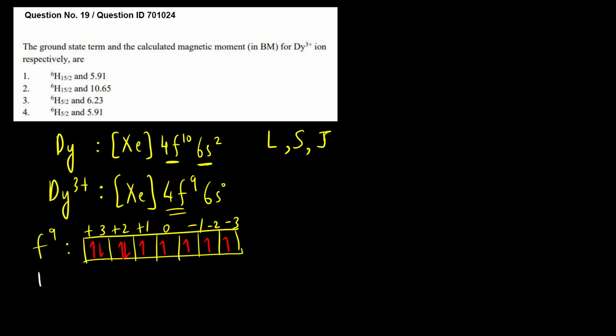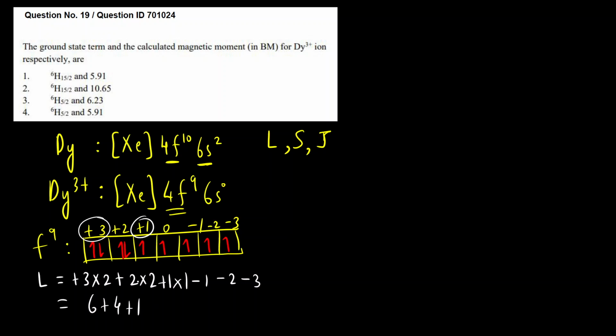Okay, how to find out the total L value? Plus 3 into 2 electrons, plus 2 into 2 electrons, plus 1 into 1 electron, then 0 into 1 is 0, minus 1 into 1 is minus 1, minus 2 into 1 is minus 2, minus 3 into 1 is minus 3. So this will be 6 plus 4, 10, plus 1, 11, 11 minus 6 is 5. Okay, so we have got the L value as 5.